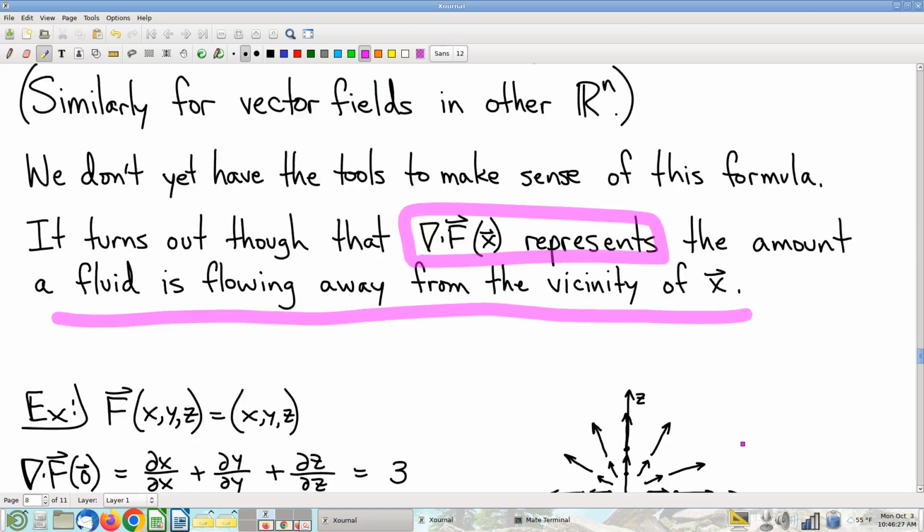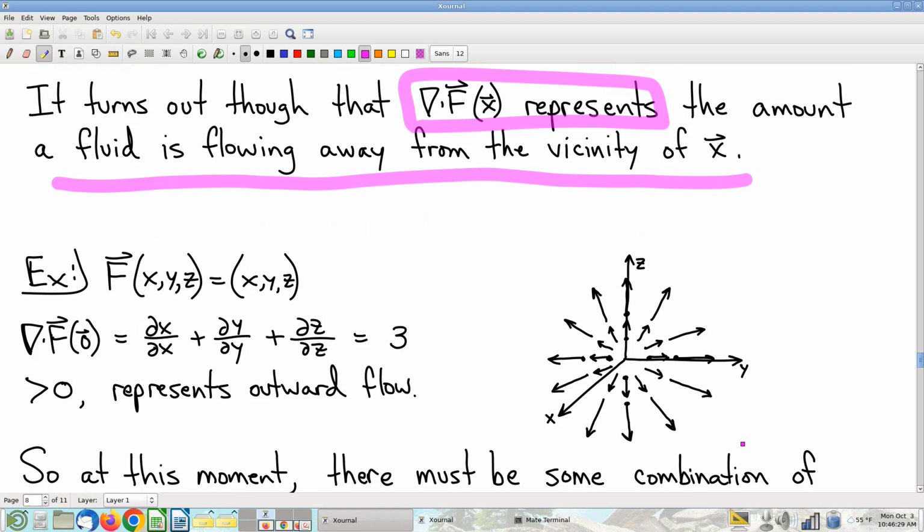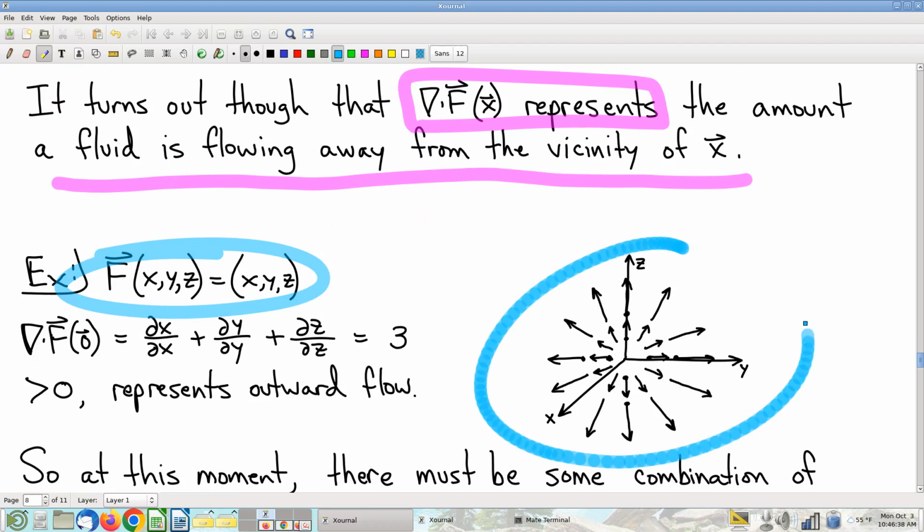Let me show you an example. Let's look at this vector field right here. And again, this is the vector field where the field vector is the position vector. Recall we talked about that previously. So this is what that looks like, our old vector field friend.